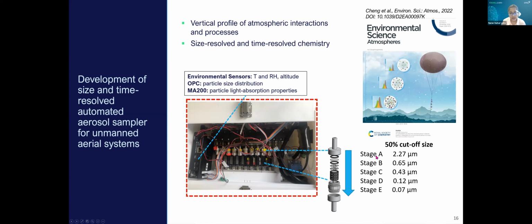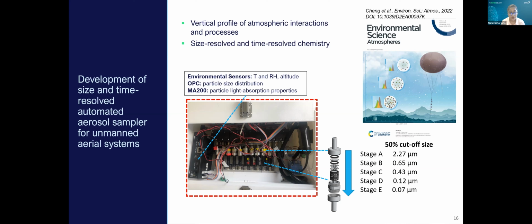From stage A we collect comparatively larger size particles, and in stage E we collect comparatively smaller size particles. This impactor is a 4-stage cascade impactor, so we can fit four stages in it, and we can get size-resolved chemistry of the particles at different environmental conditions. We can use the different stages based on the research question we want to answer.